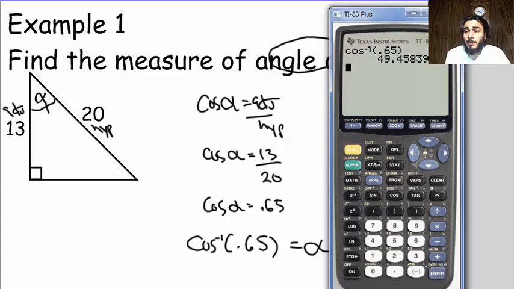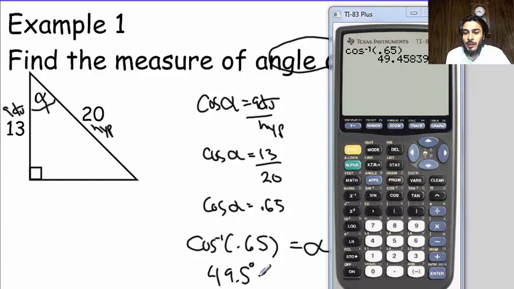And just a rule of thumb, you will always do this type of calculation when you're looking for a missing angle. So the inverse cosine of 0.65 comes out to 49.5 rounded to the nearest tenth. So we'll leave it at that. That is our final answer.